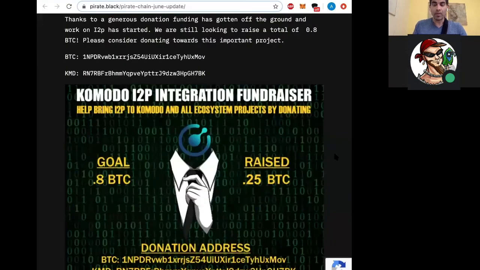Super excited. First things first, I'd just like to remind everyone, or if you're not aware, that Pirate Chain is working on I2P integration, invisible internet protocol. We're going to talk about this a little bit later, but just want you to be aware that there are some funding options here, BTC and KMD, and we're looking forward to getting this off the ground and rolling. That would be very exciting for us all.